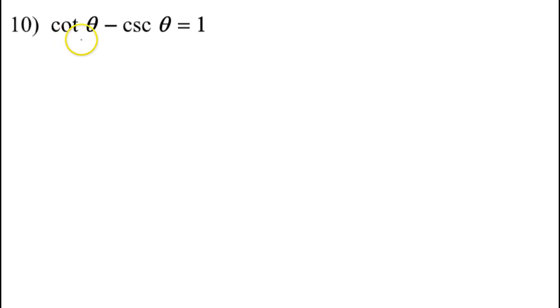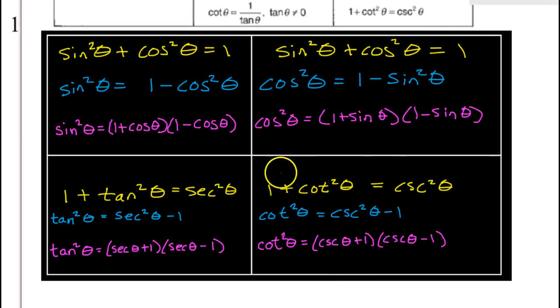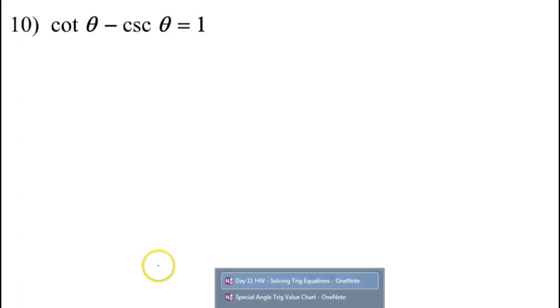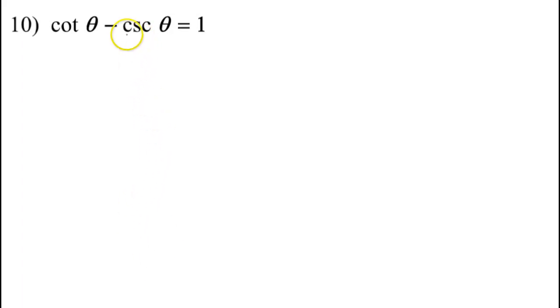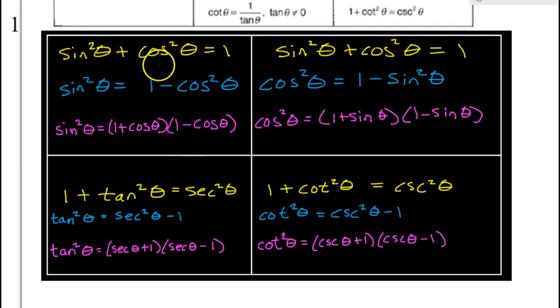Well, number 10 is a new kind of problem. We have 2 different types of trig function, and neither one is squared. And that's the problem, because normally I would fix this by using something off my trig identity chart. I do a substitution. But nothing is squared, and everything on this chart is squared. So to fix that, what I'm actually going to do is square both sides of the equation to get some squared things in here that I might be able to substitute.